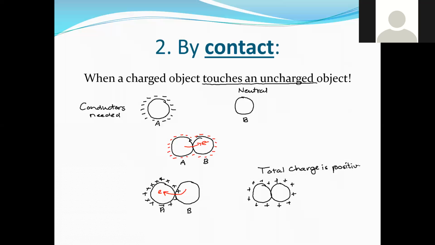So both of the objects will be positively charged. If a negative charge makes contact with a neutral object, the total charge is negative. Okay, that's discussing charging an object by making contact with another object, and you need conductors in this case.